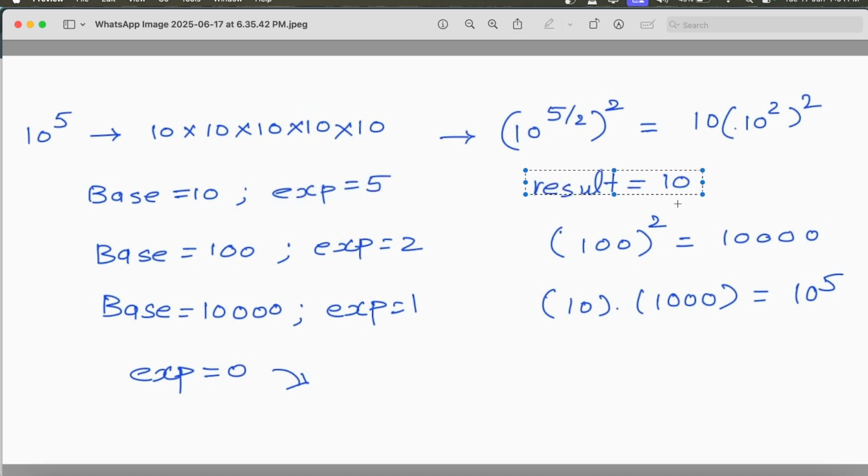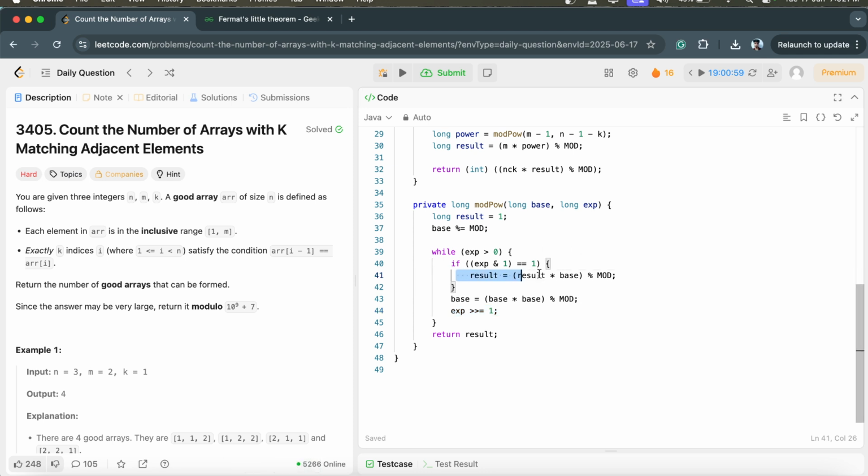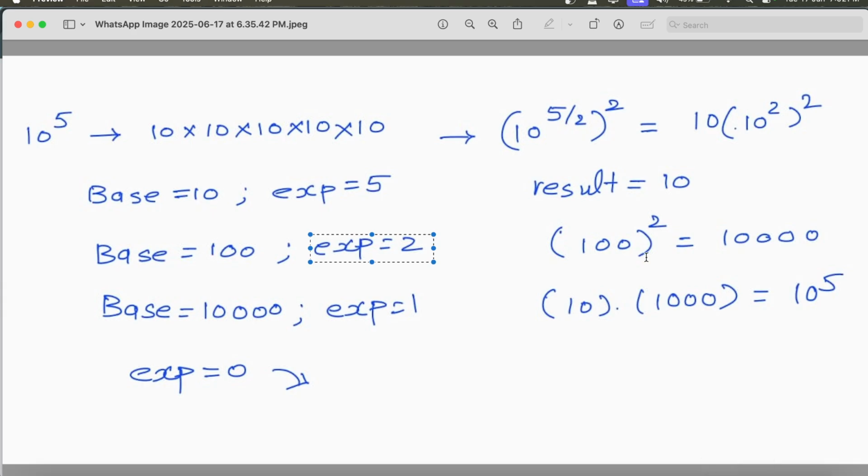So 10 got updated, base got updated to 100, exponential got shrunk to 2 when we divided it by 2. Now base is equal to 100, the exponential value is not an odd value, so we will not enter into the result. But the previous base value we have, we will multiply it again. This 100 was there, to the power of 2, so again we will multiply it. So it is like 10,000 is the value that we will get.